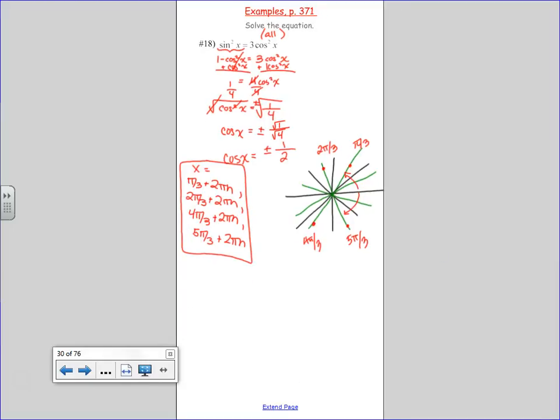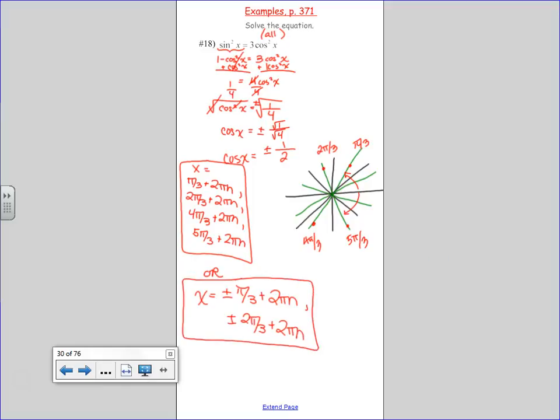The back of the book probably would say this a different way. They would say x equals plus or minus pi over 3, which is technically the exact same thing as these two. It'll hit location 1 and it'll hit location 4, basically. And then they also have to write a second equation. So that's how they would shorten it. That's how they would make it look nicer. They both mean the exact same thing.